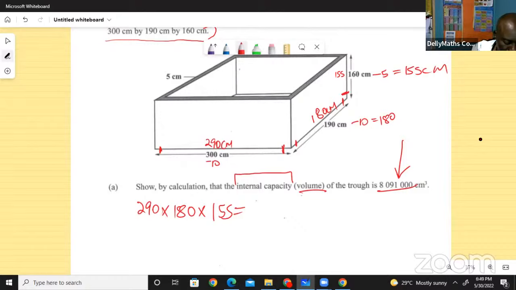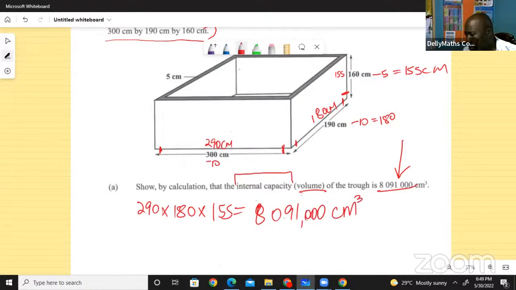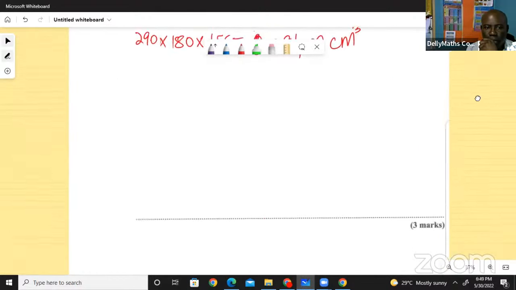290 times 180 times 155, and we got it. We got 8,091,000 cm cube. So we got it, right? There it is. So we proved that, all right? So let's go to the next question.